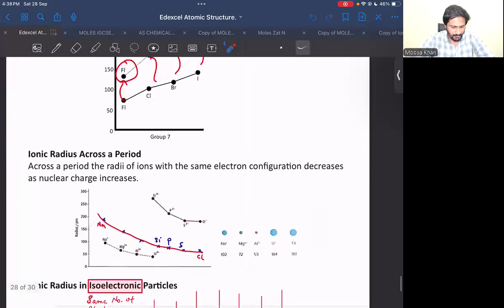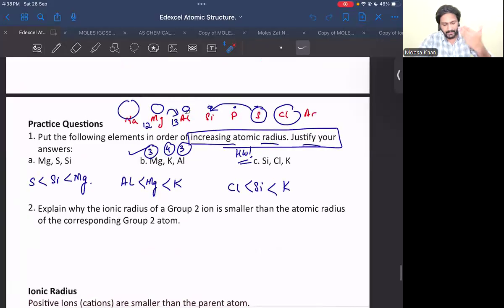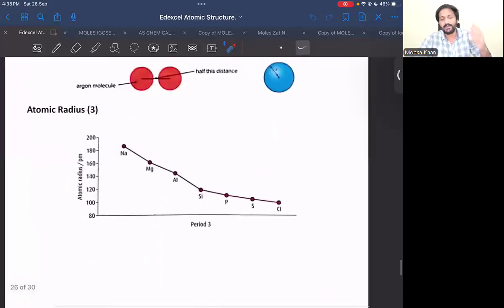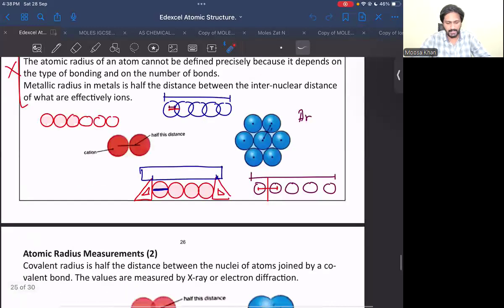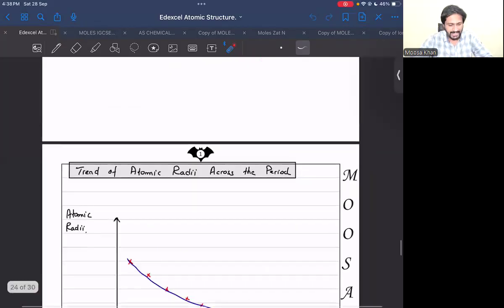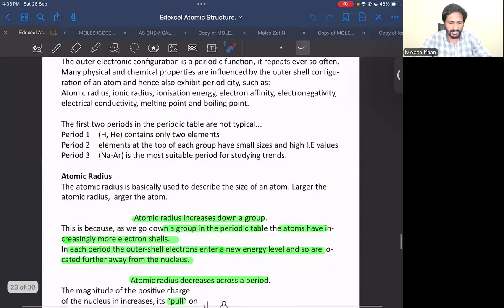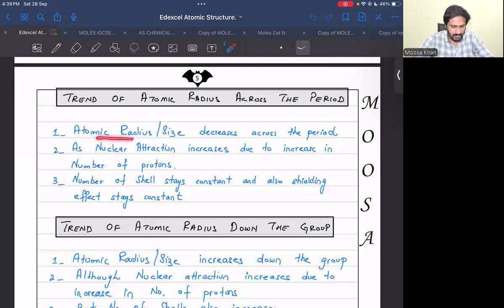So if I ask any one of you to not just describe the trend, but also explain the trend, whenever the question asks to explain the trend of atomic size across the period, how would you do that? You have to talk about all the factors that can affect the atomic size. So the trend of atomic radius across the period is, as we move across the period, size or atomic radius decreases. Reason being because nuclear attraction increases due to increase in number of protons. But the number of shells stays constant. So shielding effect stays constant. Right?